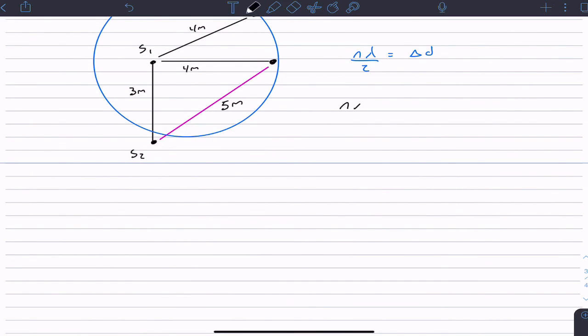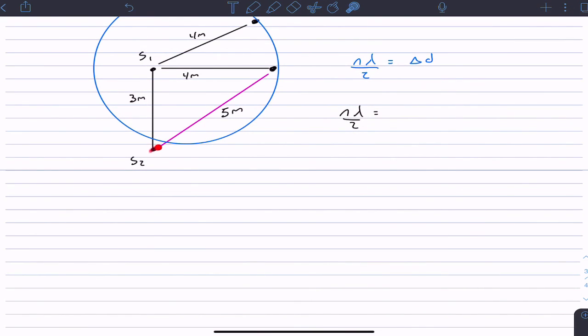So then, n lambda over 2 is equal to, what is the difference in the distances? Well, this distance from this source to here is 5 meters. From this source to here is 4 meters. So the difference is going to be 1 meter. Okay, and then we have lambda. This is going to be first order, because what we're told is that they were just hanging out in front of the speaker and they found where the minimum was, which is over here. So this is first order minimum. So n is equal to 1. So then 2 times 1 meter is 2 meters. That's the wavelength. So lambda is equal to 2 meters.